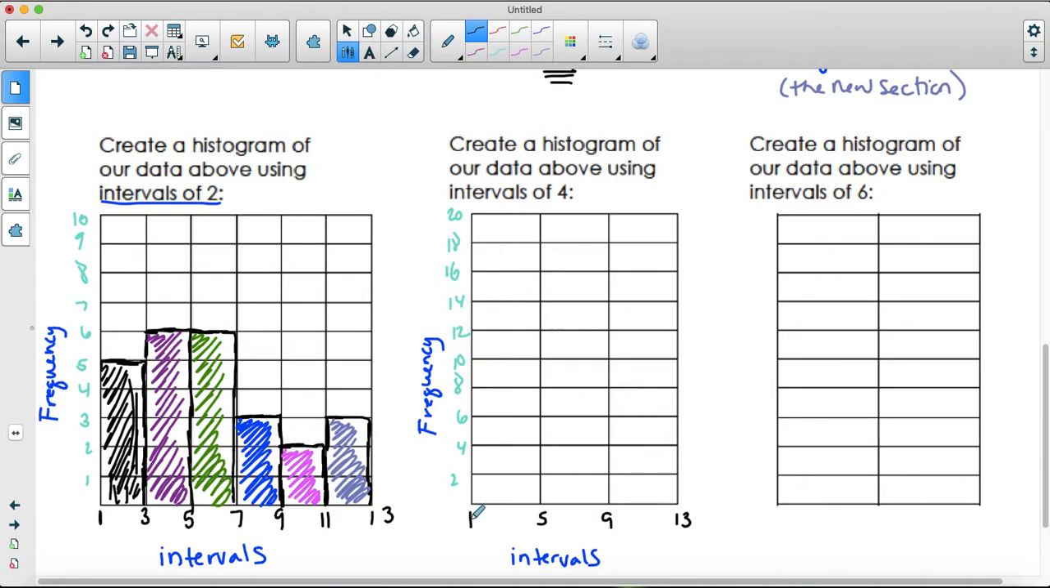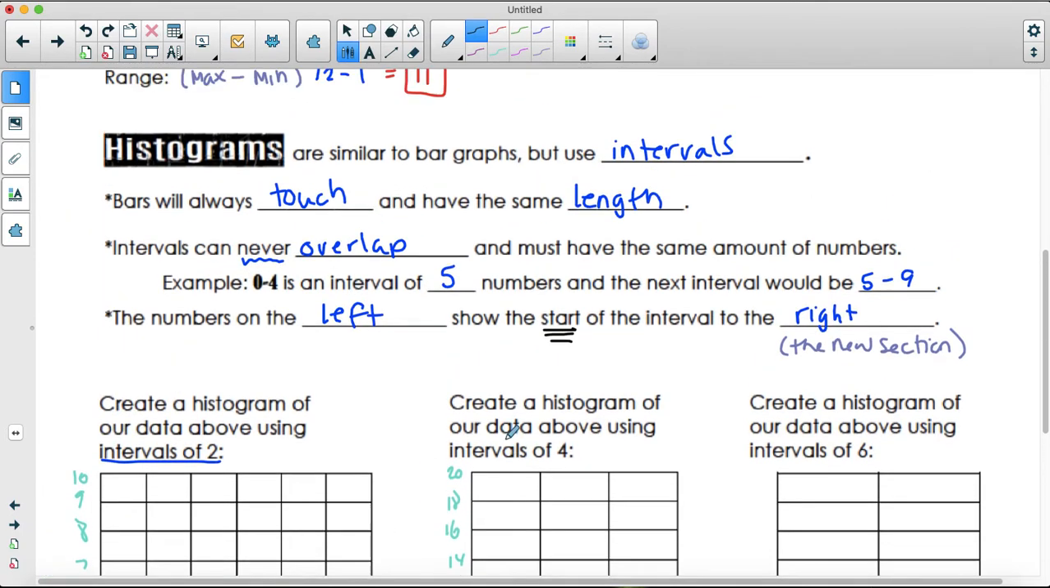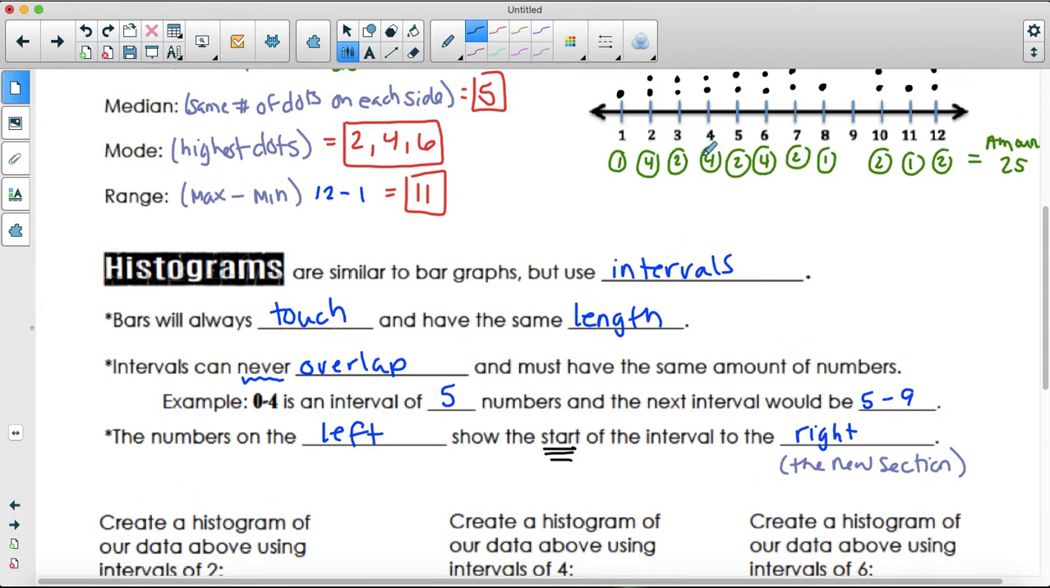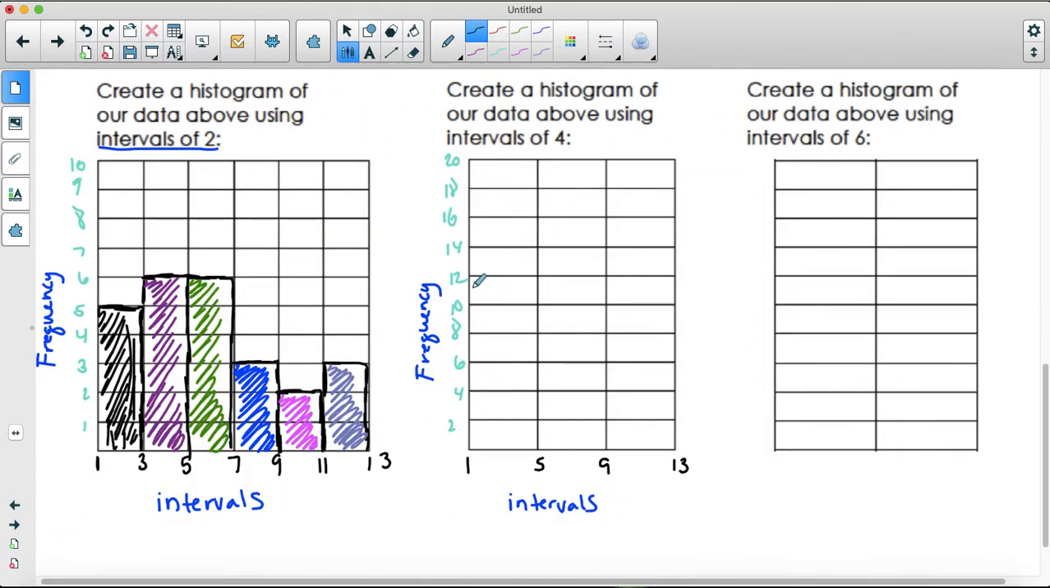So for January, February, March, and April, there were 11. Again, it was 1, 2, 3, and 4. So 4, 6, 10, 11. So I'll go to 11 right here and draw down. And this will be my first interval. So I have 11 people who have birthdays between January, February, March, and April.